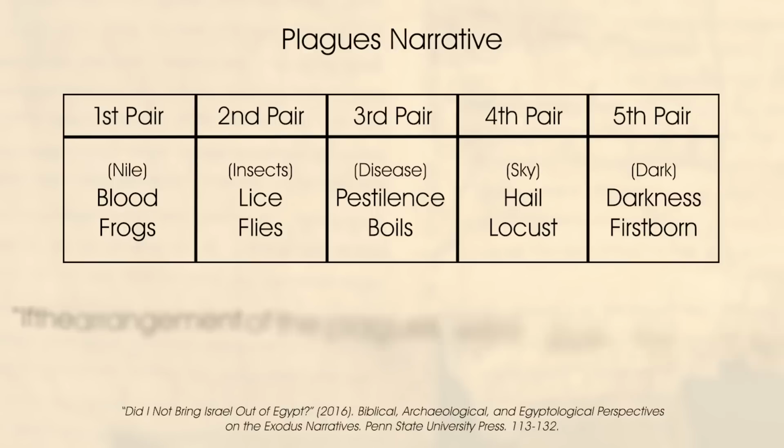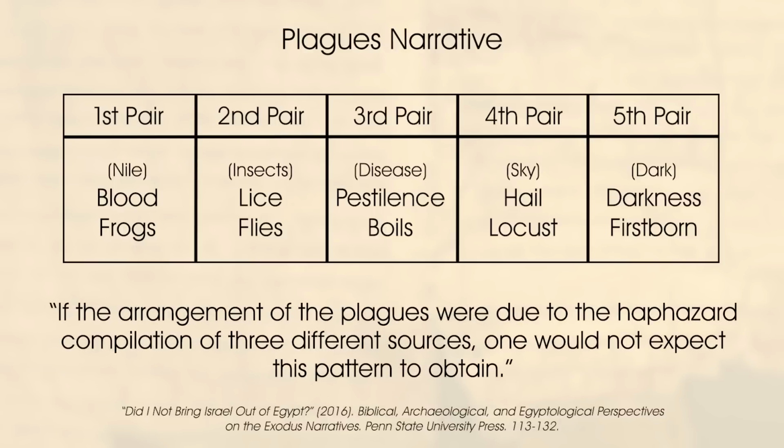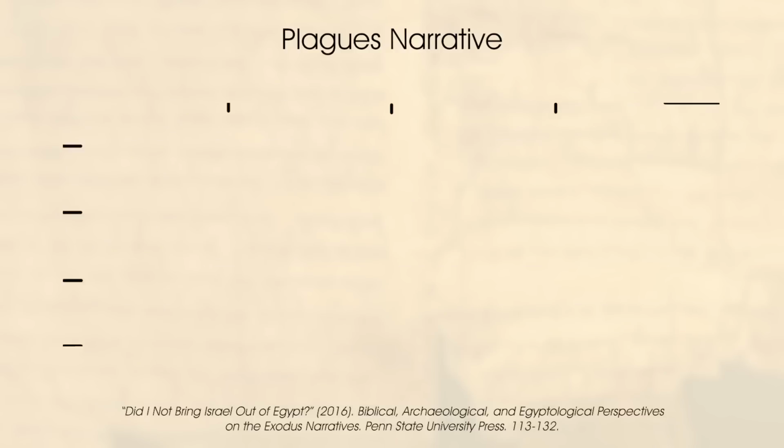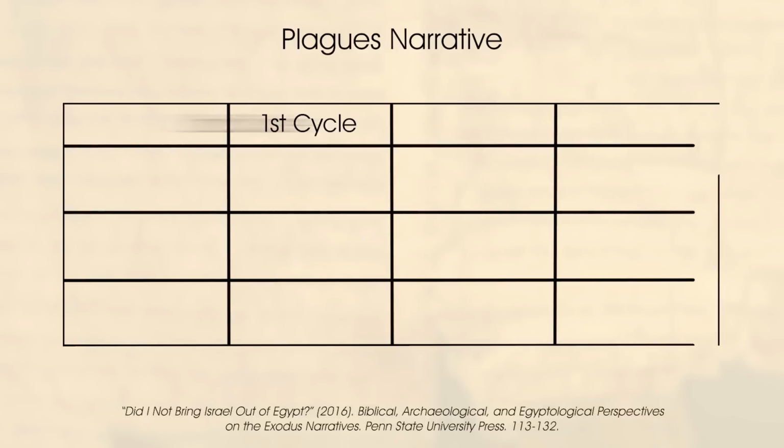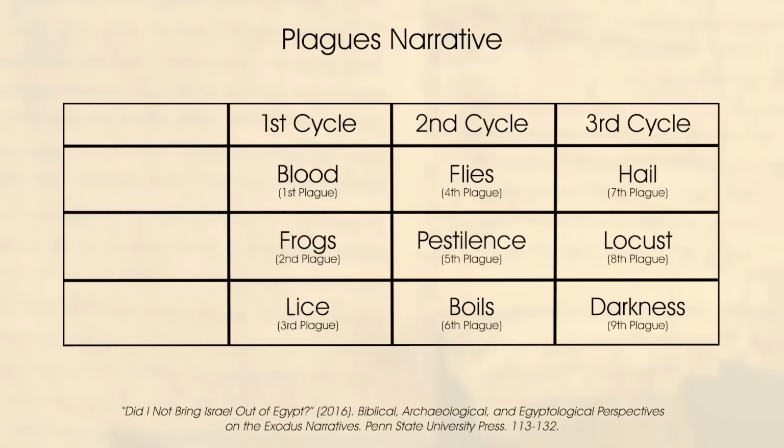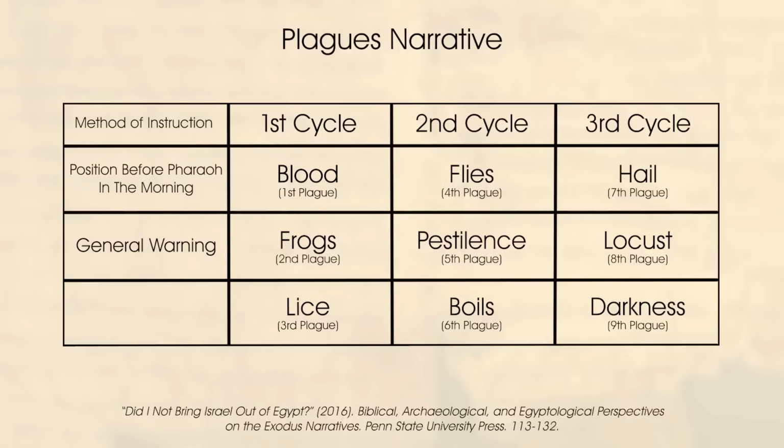Rendsburg says, if the arrangement of the plagues were due to the haphazard compilation of 3 different sources, one would not expect this pattern to obtain. The first 9 plagues can also be divided into 3 triads, with the 10th plague being a climactic event. In the first member of each triad, Moses is to position himself before Pharaoh in the morning to give him a warning. In the second member, a general warning is given without a reference to a time or positioning. And in the third member, no warning is given.